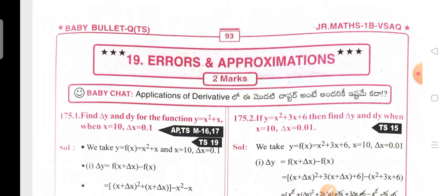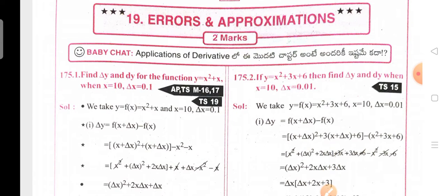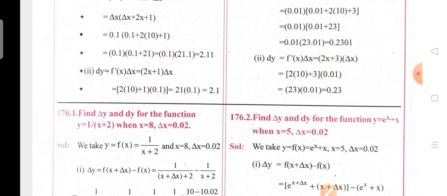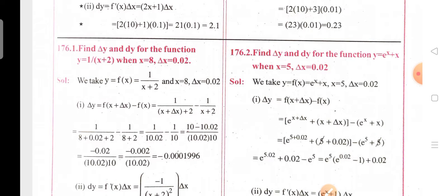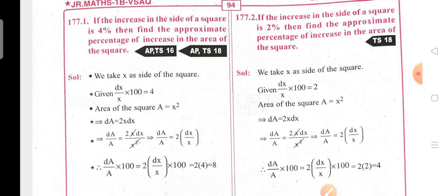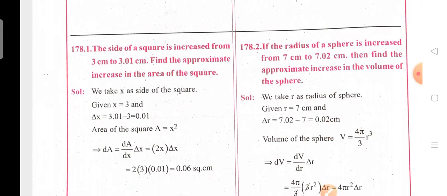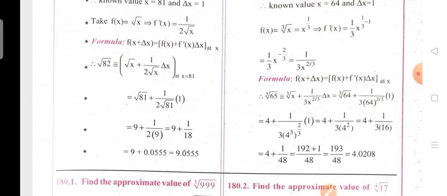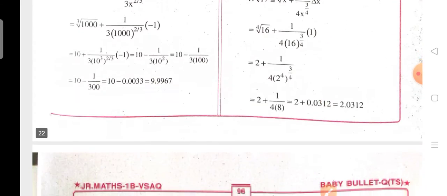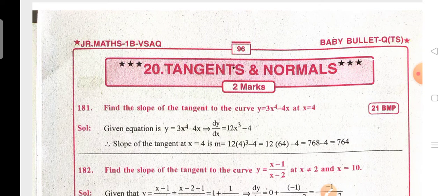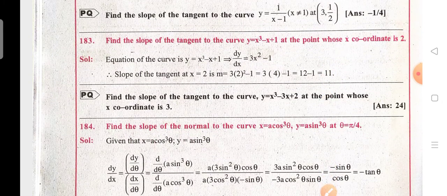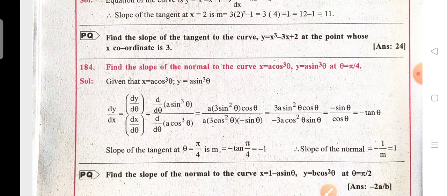The last one is errors and approximations. This was not in the textbook, even though you have to go through it once. Two must questions only, no problem. This also is not there in the new syllabus, but this booklet has it. Once you check it, confirm with your staff.